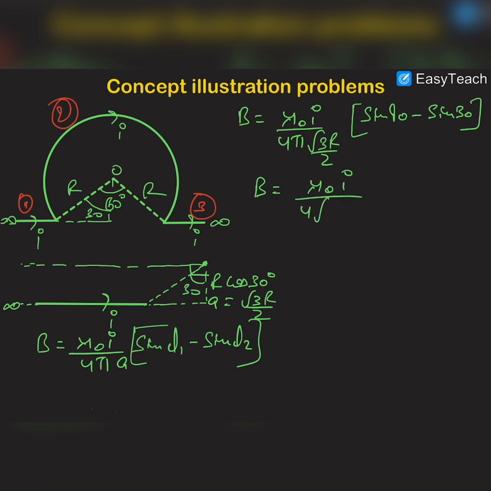So B will be equal to mu naught I by 4 root 3 pi r. What I've done is I've written it as 1 minus 1 by 2 is 1 by 2, and cancelled that 2 with this 2, and this would be 4 root 3 pi r.